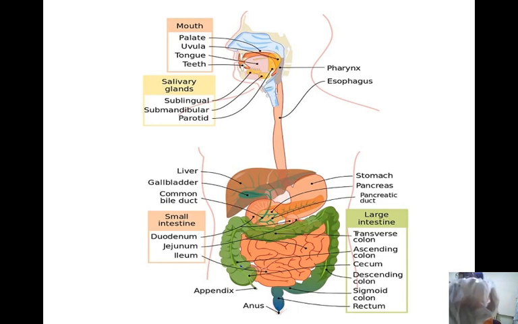Small intestine is divided into three parts, that is duodenum, jejunum, and the ileum. So ileum gets merged with the large intestine. Comparatively, small intestine is narrower and longer. Then it gets merged with the large intestine at the cecum. There, between the cecum and the ileum, we have got a sphincter called ileocecal sphincter.